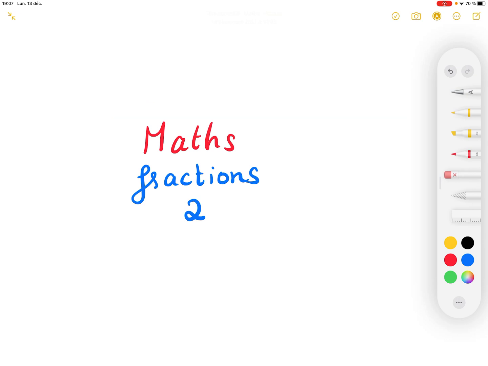So, let us start. Last time we learned how to write the fraction shaded. Today we are going to learn a few more fractions and how to write them in words. Let us start.